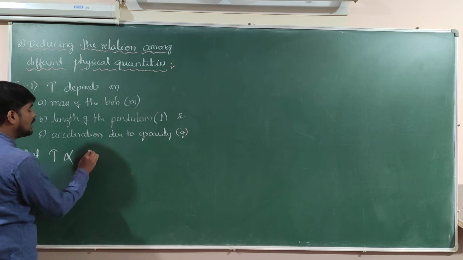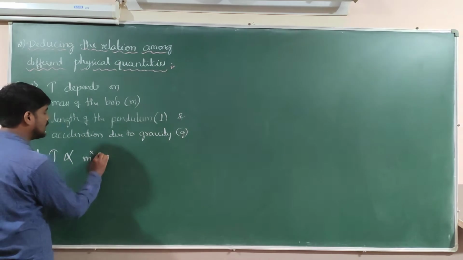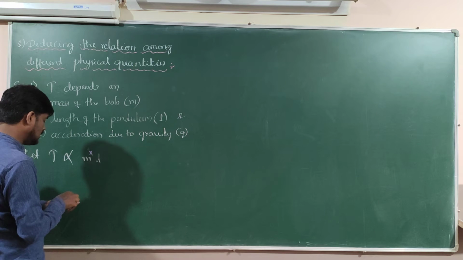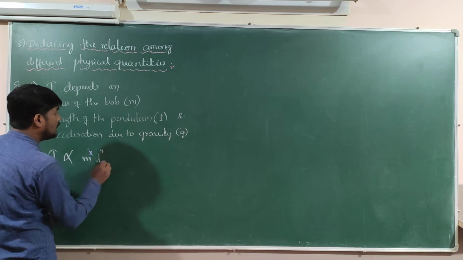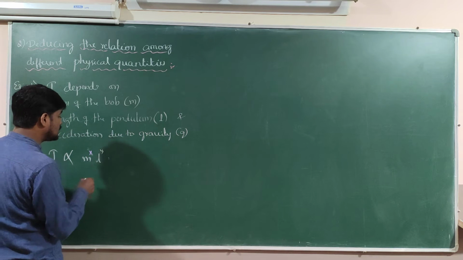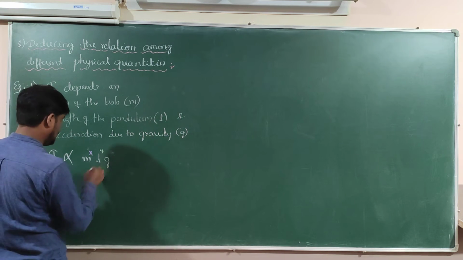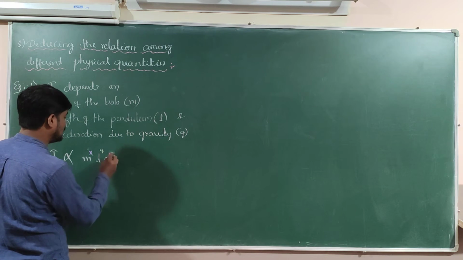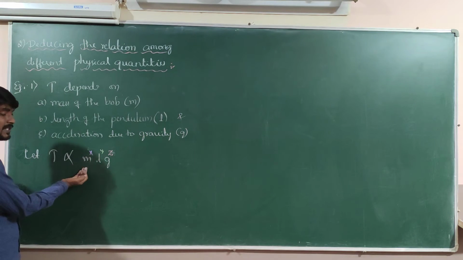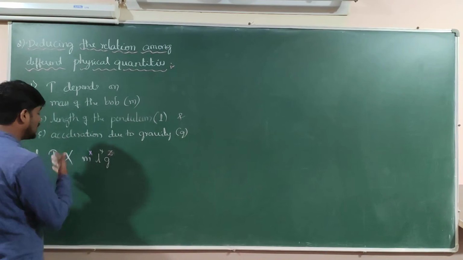It is depending on m raised to x, how many times I don't know. So m raised to x, then l raised to y, then g raised to z. I don't know how much it is. This is depending like this. Whether it is inversely or directly proportional, we don't know. So we have to express this quantity in a mathematical way.